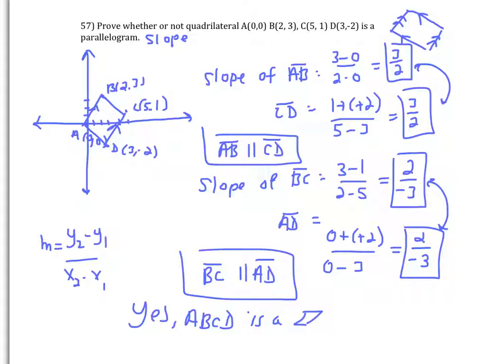Now it doesn't ask us this, but we could actually prove that it's a rectangle because if you notice, these slopes are negative reciprocals of each other, making those lines perpendicular to each other. Consecutive sides are perpendicular to each other. But we can stop by justifying that it's a parallelogram. That's all we were asked to prove.